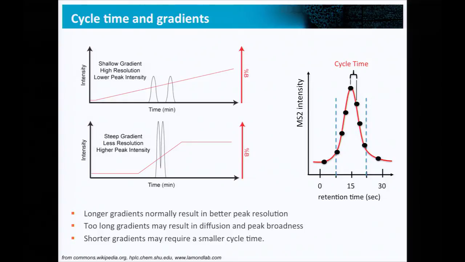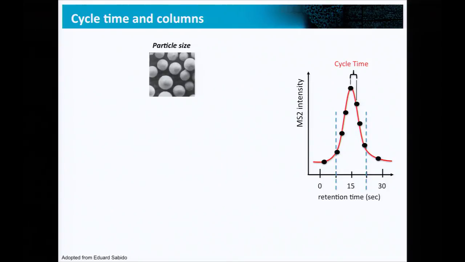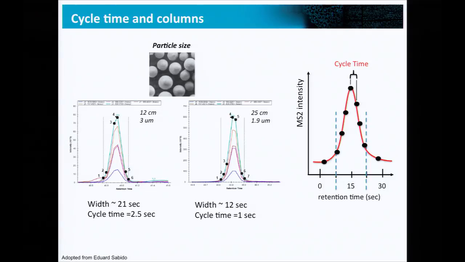across a certain peak. And then if we take different particle sizes or different columns, here's an example where we would take a 12 centimeter of 3 micrometers or 25 centimeter of 1.9. Of course, these different columns would have different pressures and so on. So a lot of things come into this, but our average width, and this is data from Eduard Sabido, with whom we teach a course in Barcelona. Our average width here is 21 seconds, and so he set the cycle time for 2.5 seconds. And with these beads, which give you much narrower peak, he needed to set the cycle time for 1 second to get the same number of points per peak.